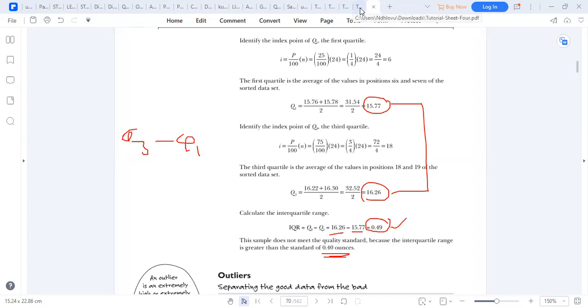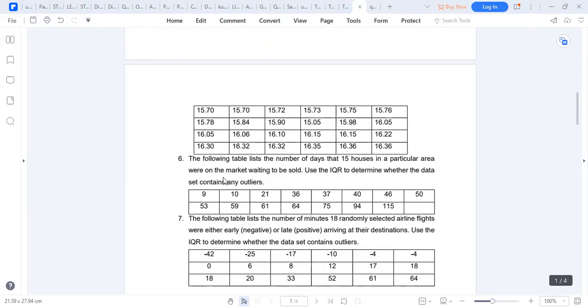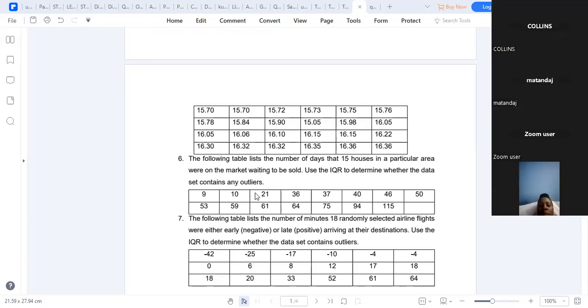Okay. So we now go to question number 6. The table shows a list of 15 houses in a particular area where they're being weighted, awaiting sale. So using the quartile range, determine if this data set contains outliers. So fortunately, this data here also has, it's in ascending order.